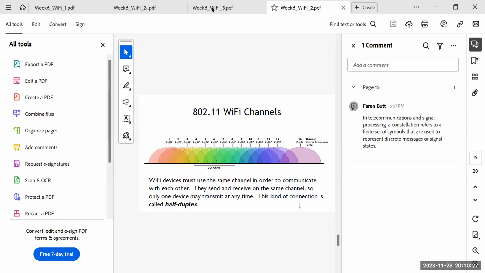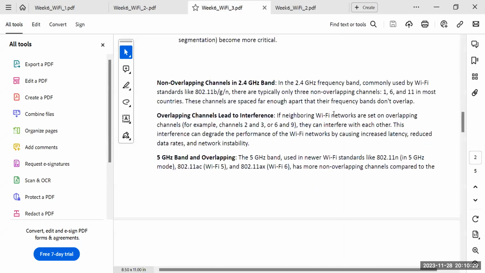So usually channels 1, 6, and 11 are non-overlapping, right? If the neighboring Wi-Fi networks are set on overlapping channels, for example channel 2 and 3, or for example 6 and 9, they can interfere with each other. This interference can degrade the performance of the Wi-Fi network by causing increased latency. When we say latency, it means how much time the device is taking to respond to you, along with reduced data rates and network instability.